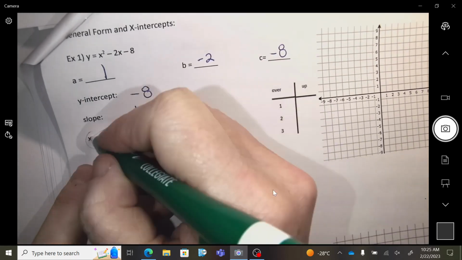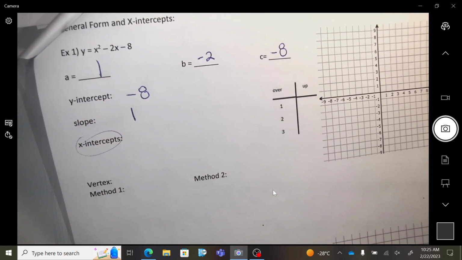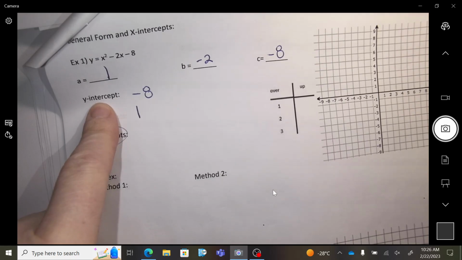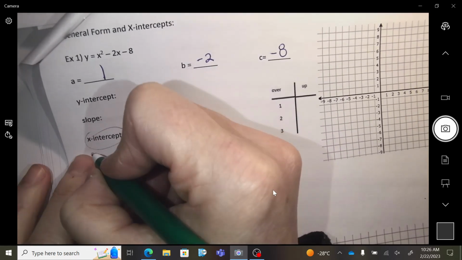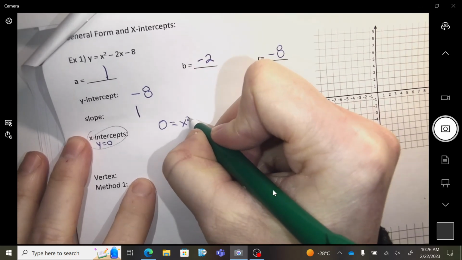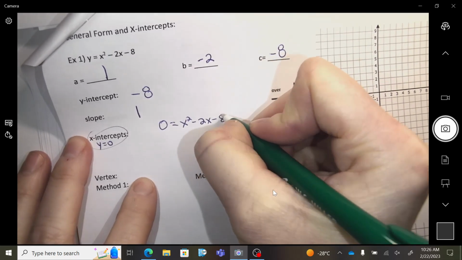Okay, this is something that's new. The x-intercepts. What's the definition of an x-intercept? So a y-intercept was when x was 0. So an x-intercept is when y is 0.